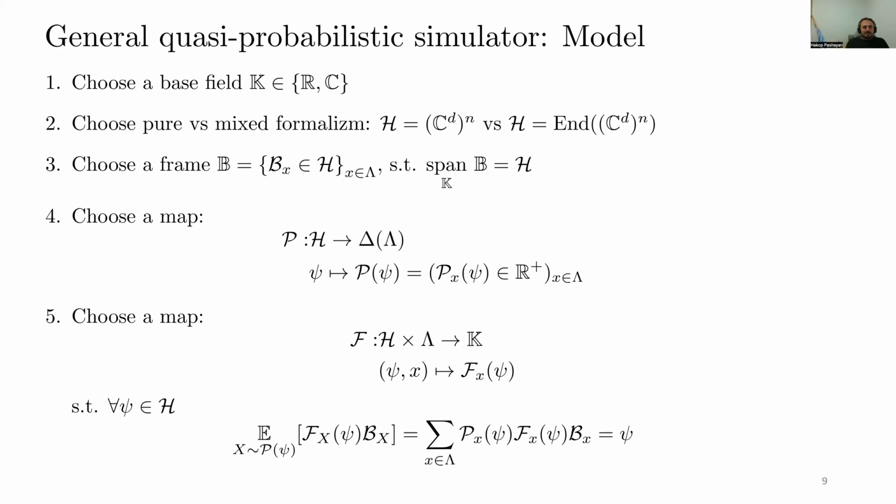Let me step back and recap. This is the model. There's a bunch of choices to make in this model before we have a simulator. Those choices are choosing some field, choosing a set of operators, a frame for your space, and choosing these two maps. In making this choice, you have to make sure that this equation is satisfied. If you do that, then things are good, and we're going to have a simulator. Let me show you what the simulator looks like when you make these choices.